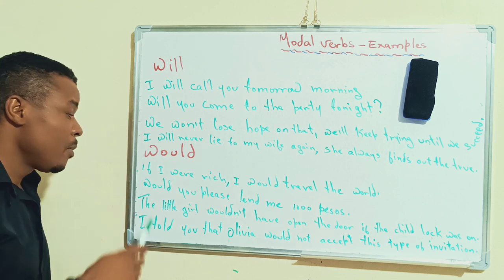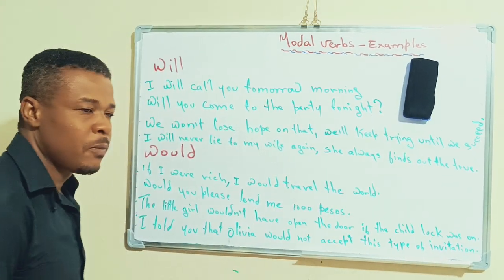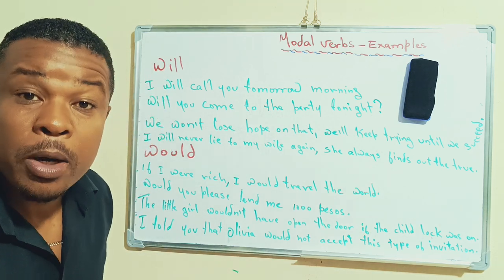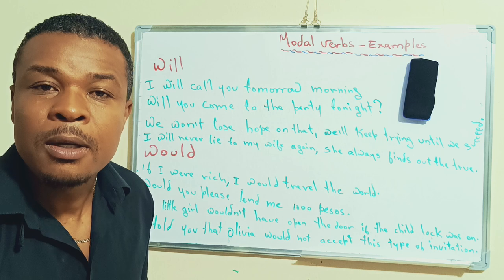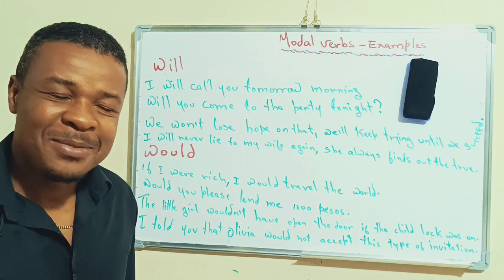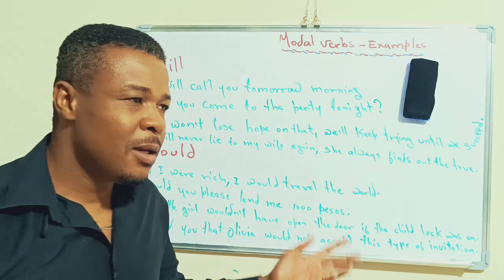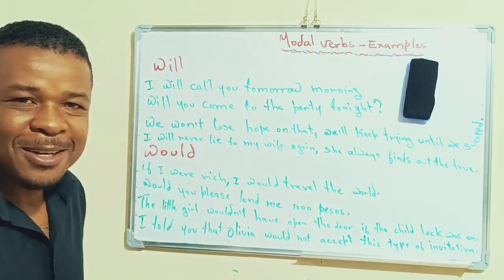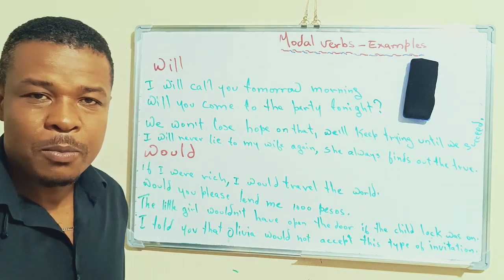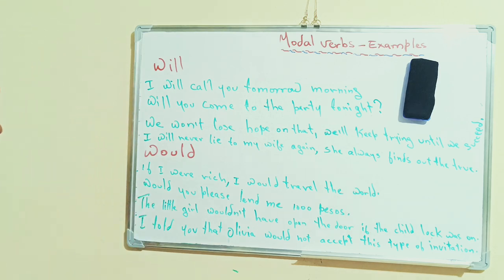If I were rich, I would travel the world. Si no estuviera en la olla, yo viajaría por el mundo. Por lo menos, aunque sea Colombia, iría, ¿verdad? All right? If I had money, I would go to the beach, for example. I want to go to a resort right now, for example.